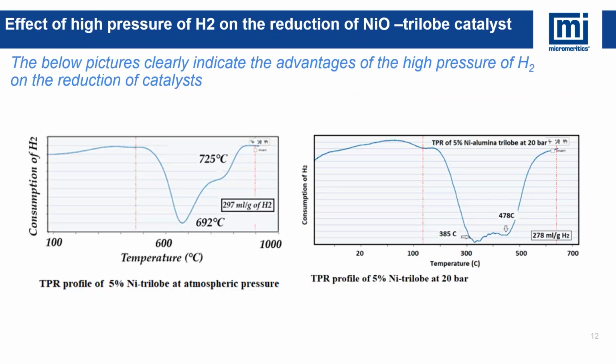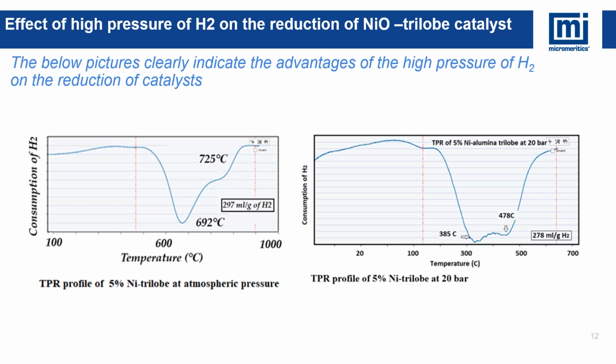So in this case, this is after we finished with the TPR. As we have seen that we went to very high temperature, we thought that the nickel could be sintered. So we did not use that sample to do the catalytic test. What we did here, we took a fresh sample again, the 5% nickel alumina 3 lobe and the 5% nickel alumina pellets, and we reduced it at higher pressure of hydrogen.